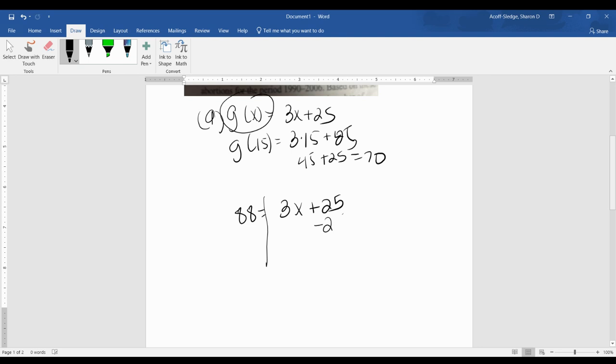So I'm going to subtract 25 here. You always do your addition and subtraction first. 25 minus 25 is 0. Bring down your equal sign. 88 minus 25 is 63.